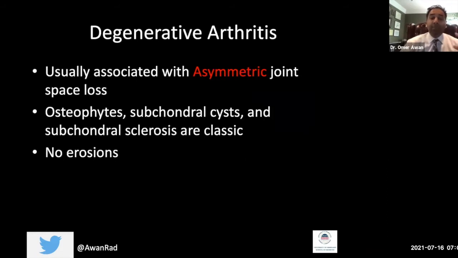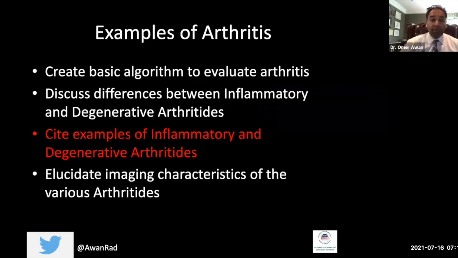Degenerative arthritis typically results in asymmetric joint space loss. The whole joint is not usually involved in joint space loss, and unless it's end stage, you don't have erosions, you don't have that loss of bone. In fact, you get osteophytes or proliferation of bone. You can have other things like subchondral sclerosis and subchondral cystic change.